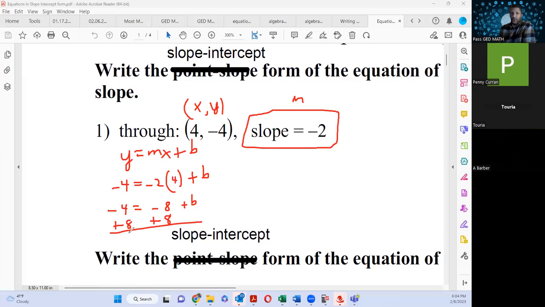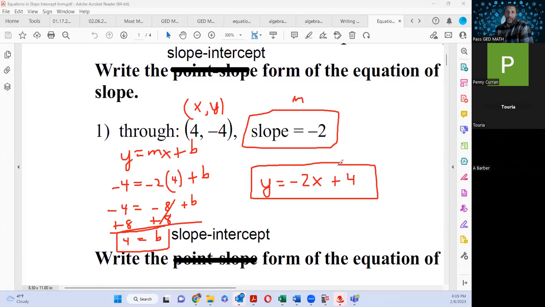What is 8 minus 4? It's 4. 4 equals b, the 8's cancel. So if I know my b is 4 and my slope is -2, what's going to be my equation of the line? y equals -2 plus 4. -2 what? x. -2x plus 4. Can't forget that x. So that's how you find the equation of a line given the point and the slope.